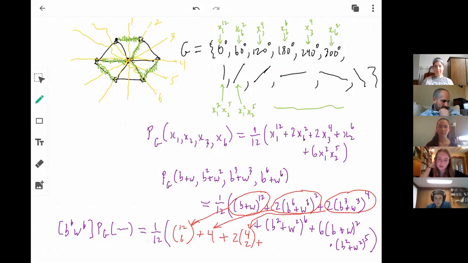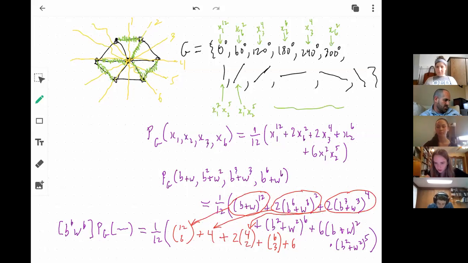Would it be 6 choose 3? Yes. Right, because then that would be B squared to the 3rd and W squared to the 3rd, which is B to the 6th, W to the 6th. Plus, what's the next one, Cassie? 6 times. Oh shoot, we have 2. Is that B plus W squared times that?